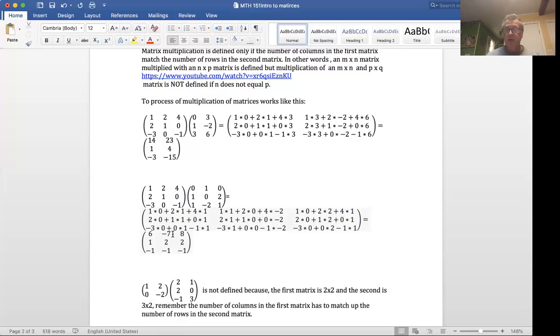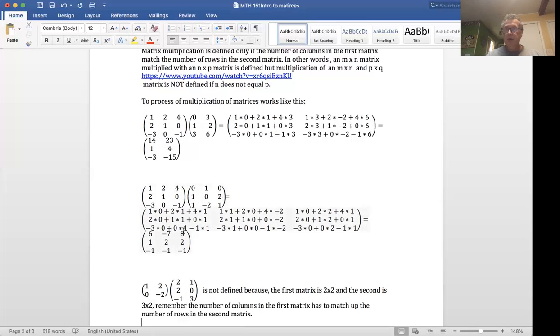Now to finish that first row, for our answer, you got to take first row, third column. 1 times 0. 2 times 2. And 4 times 1. That adds up to be 8.